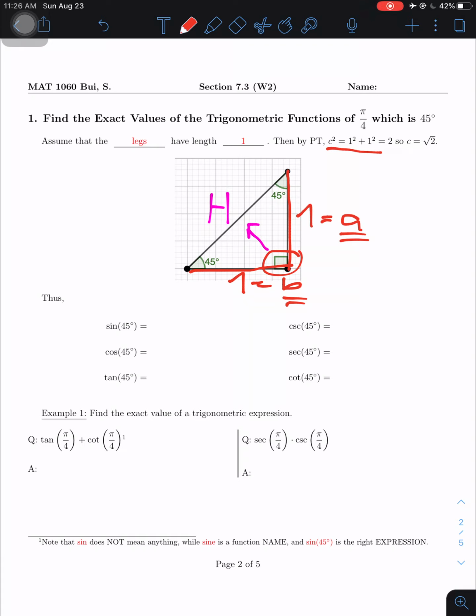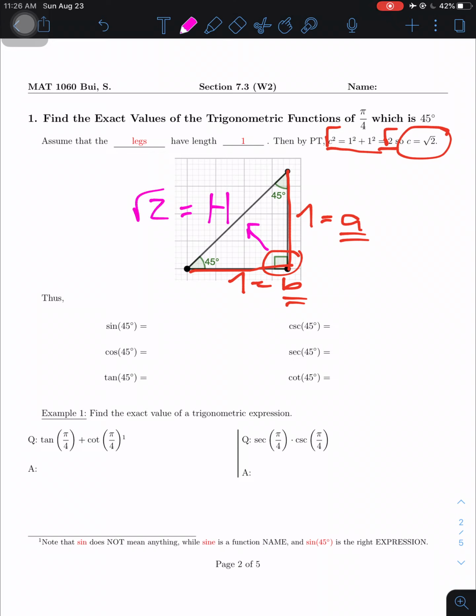So we have 1 plus 1 in here, which is 2. And again, I told you guys, 2 is not the final answer for c squared because of the square. So in order to cancel the square, we have to take the square root of both sides. And hence, we have c, the hypotenuse, equals the square root of 2. Let me put it right here.